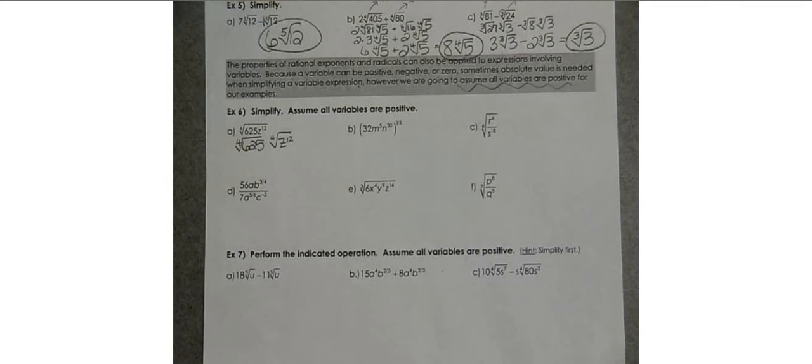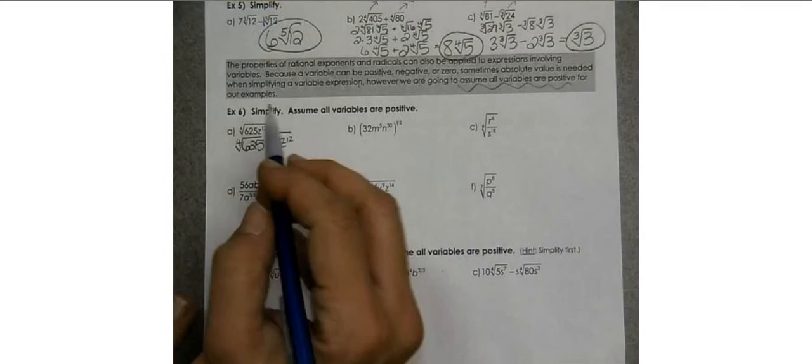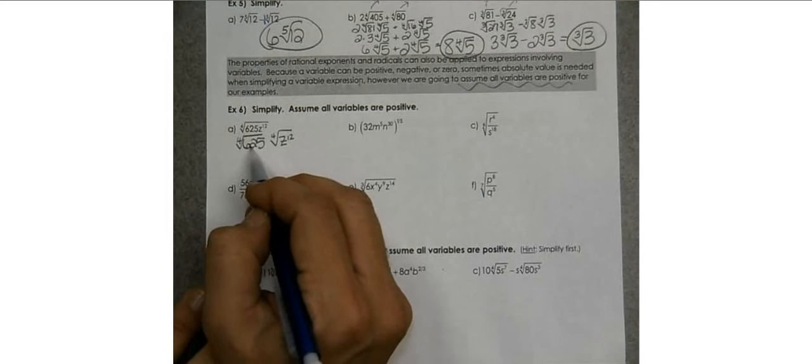So in example 6, we want to simplify it, and we're going to deal with the variables instead. And so in example A, we have the fourth root of 625z to the 12th, and we're going to think about breaking that down just as the fourth root of 625 and the fourth root of z to the 12th. Okay? If we look at our perfect square chart, we see that 625 is a perfect fourth. The fourth root of 625 is 5.